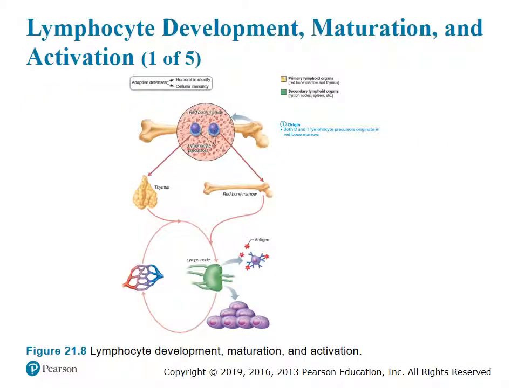So in this figure in the book, here's our red bone marrow, and here's our long bone. We know that our red bone marrow normally occurs right here at the ends. That's where our red bone marrow would be. And so we have the origin there.